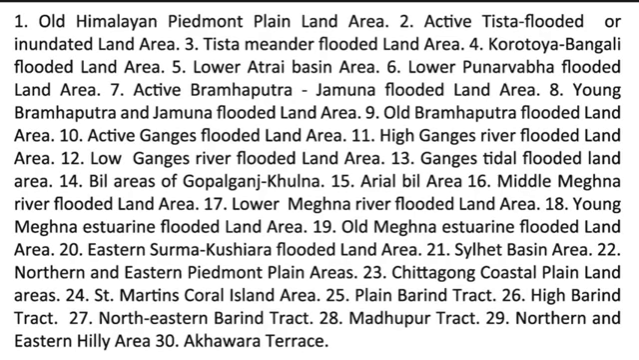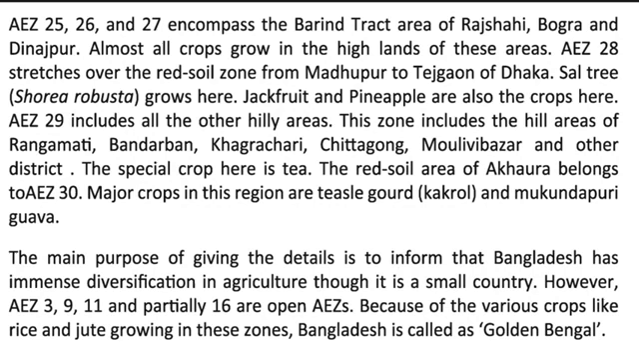There are 30 agroecological zones, and among them are zones 25, 26 and 27. Zone 27 includes the Barind tract area of Rajshahi, Bogura and Dinajpur. Almost all crops are grown in the highland of this area. Zones 25 and 26 consist of Rajshahi, Bogura and Dinajpur, and in this area we can grow almost all types of crops.